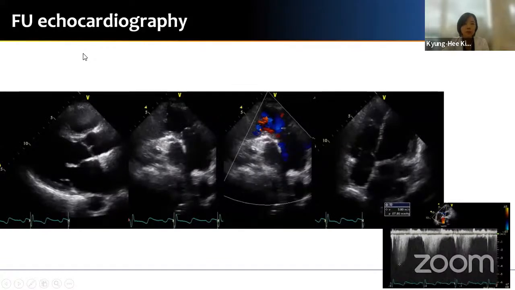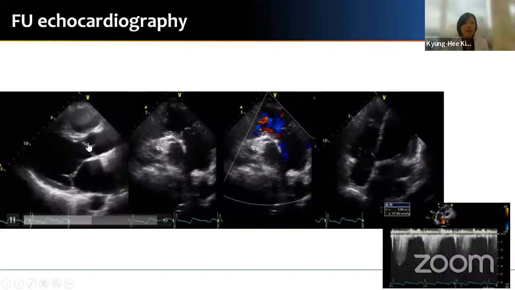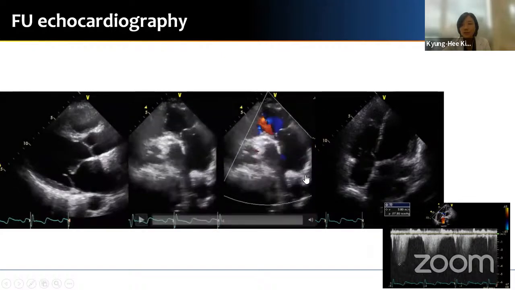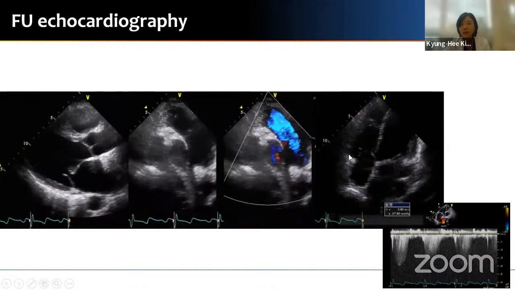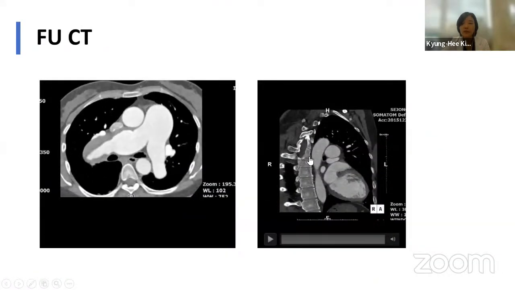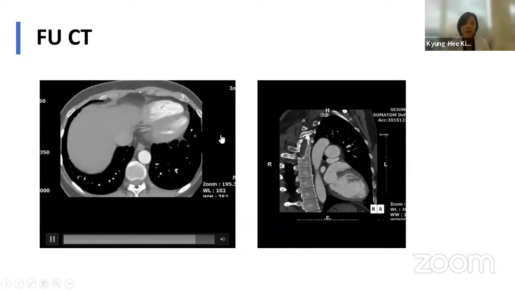The echo follow-up shows similar findings: RV dilatation and dysfunction. You can see some PDA flow, and the pulmonary artery pressure was significantly decreased with the PH medication. However, we still could not close the PDA because the pulmonary vascular resistance was very high, and she was very stable with the medication. On the CT scan, there are no other dissections of the pulmonary artery.